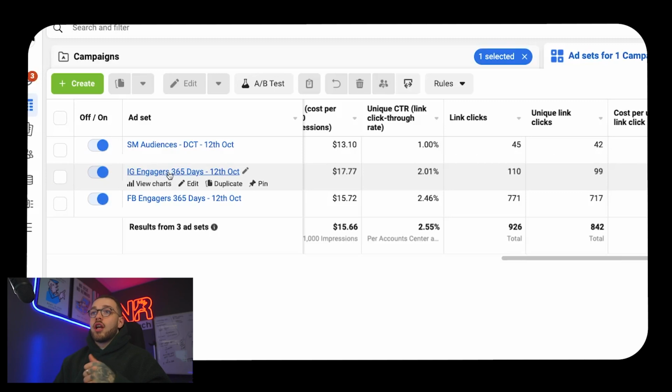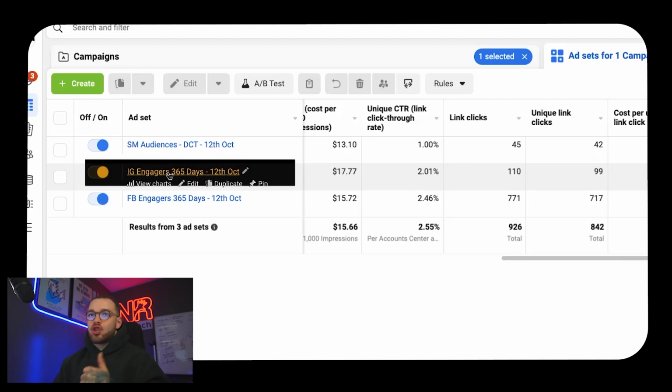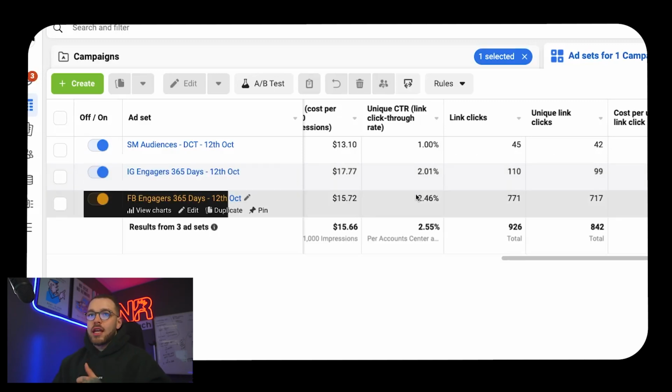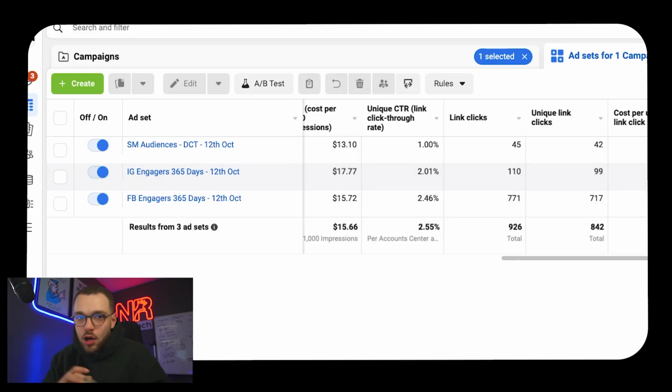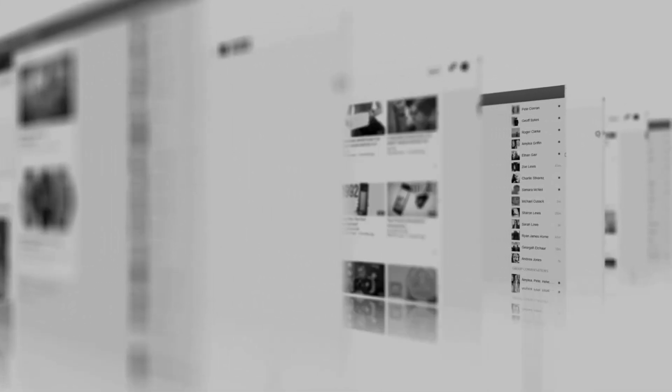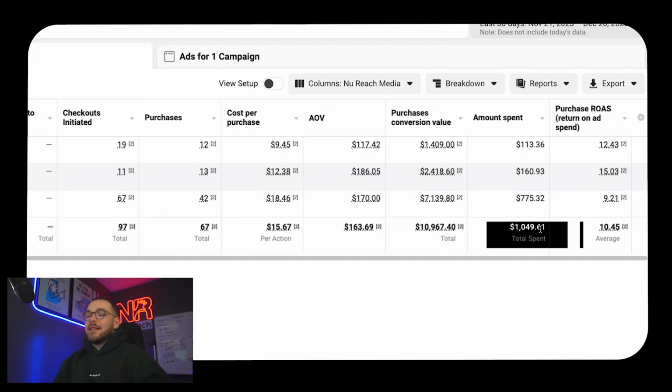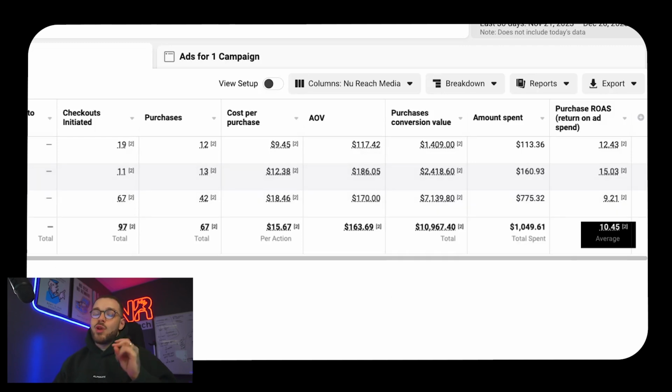And then we're also targeting, every single time, Instagram engagers last 365 and Facebook engagers last 365. Again, even though these are somewhat narrow audiences, people that are interacting with the brand's social media accounts, we still want to give Facebook a broad enough target. In the last 30 days, you can see this campaign alone has only spent $1,000, but a 10.45x return on ad spend. So do not listen to people who tell you you do not need retargeting campaigns.